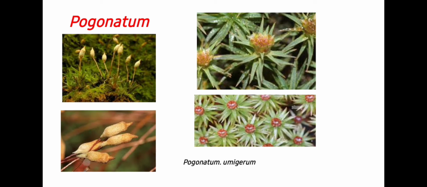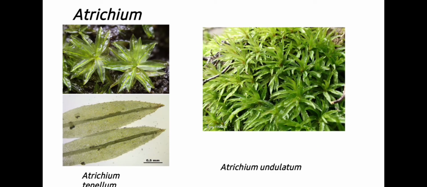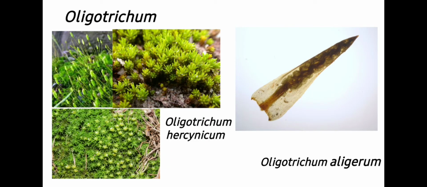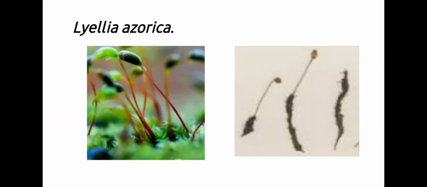Next is Pogonatum, and you can see here images of Pogonatum aloides. Then is Atrichum. You can see here images of Atrichum undulatum. Next is Oligotrichum, and you can see here images of Oligotrichum hercynicum and Oligotrichum aligerum. And last one is Lamellae azurica. These 5 genera are present in India.